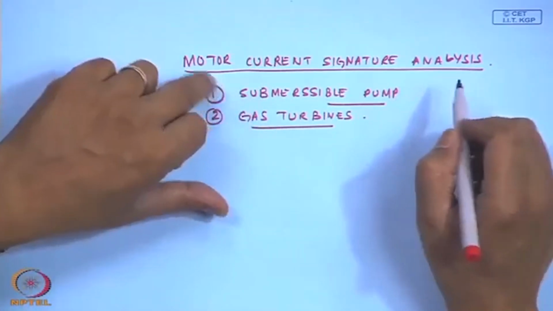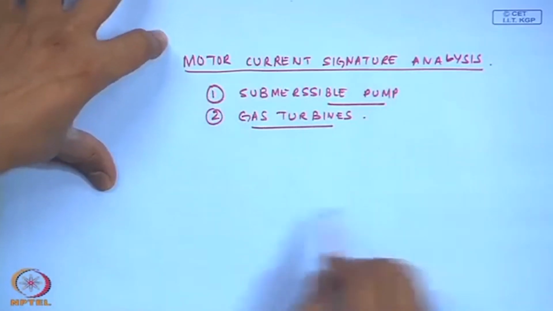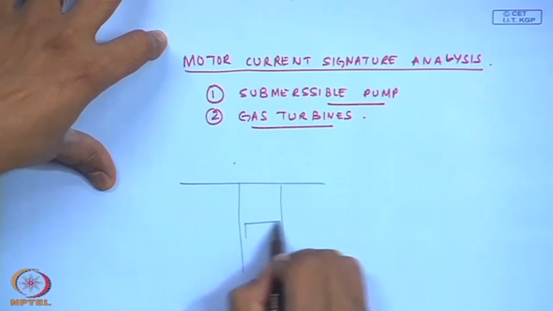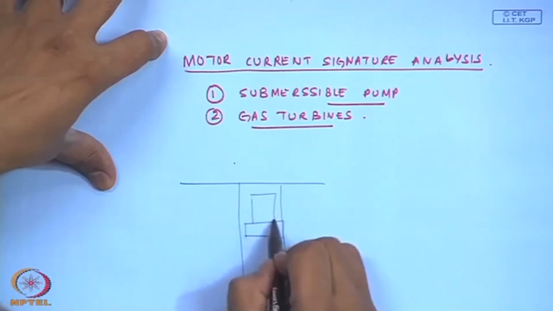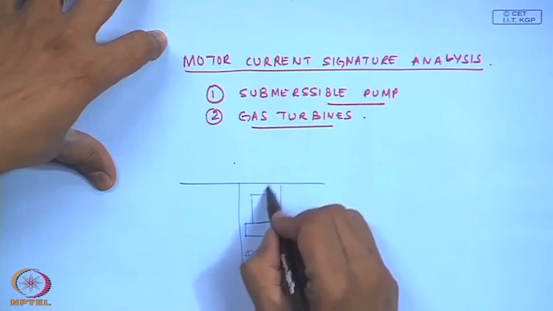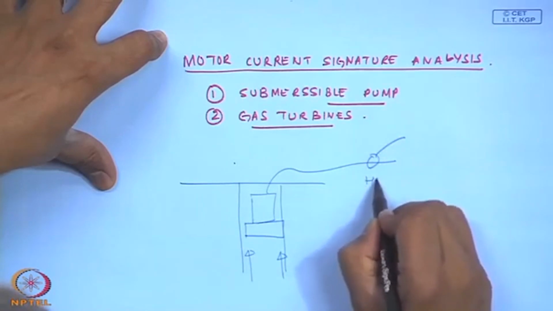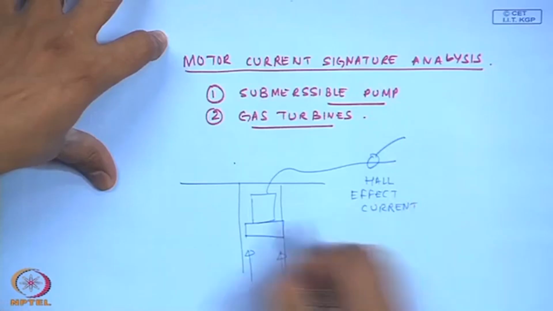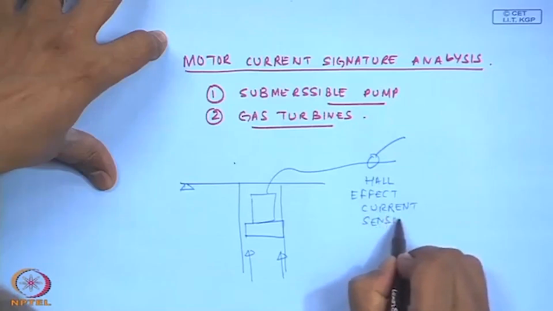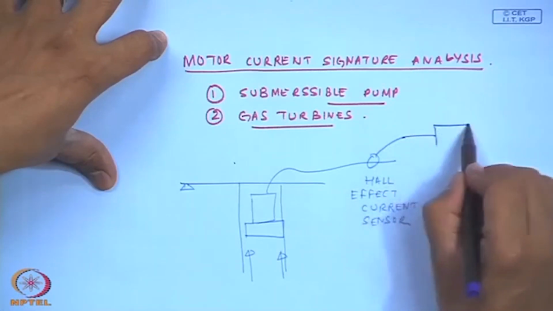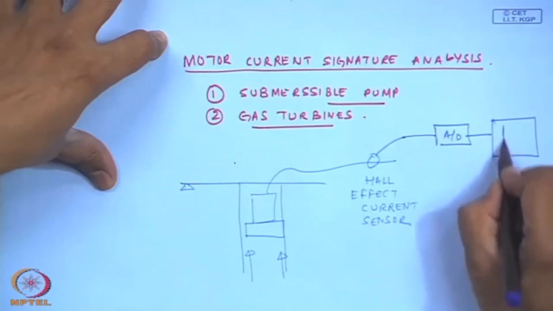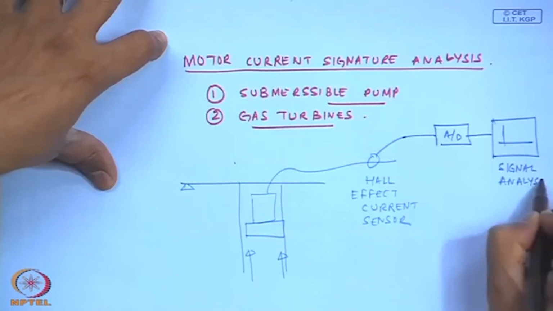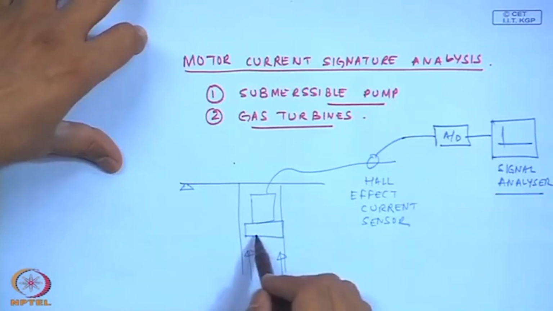I believe we have talked about motor current signature analysis in submersible pumps, for the fact that a submersible pump, which is under the ground, is rotated by a motor, and all we require is a Hall effect current sensor, and then we can have an A to D process, and then we can have a signature analysis. And this could be under the ground, so we do not worry about it.